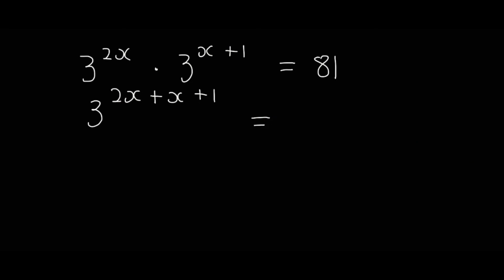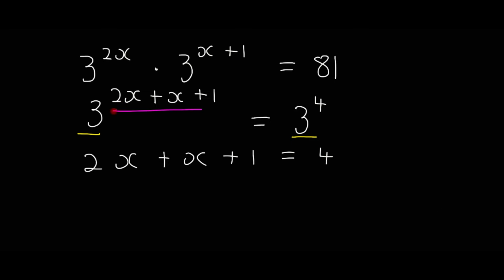And then is equal to, we want to change this number which is 81, we want to change it in such a way that its base will be the same as this one. So we change 81 into its prime base, and remember that you can use a calculator. So here we have 3 to the exponent 4, and then from there, because our bases are the same, we equate the exponents. So we have 2x plus x plus 1 is equal to 4. So I have equated these exponents.